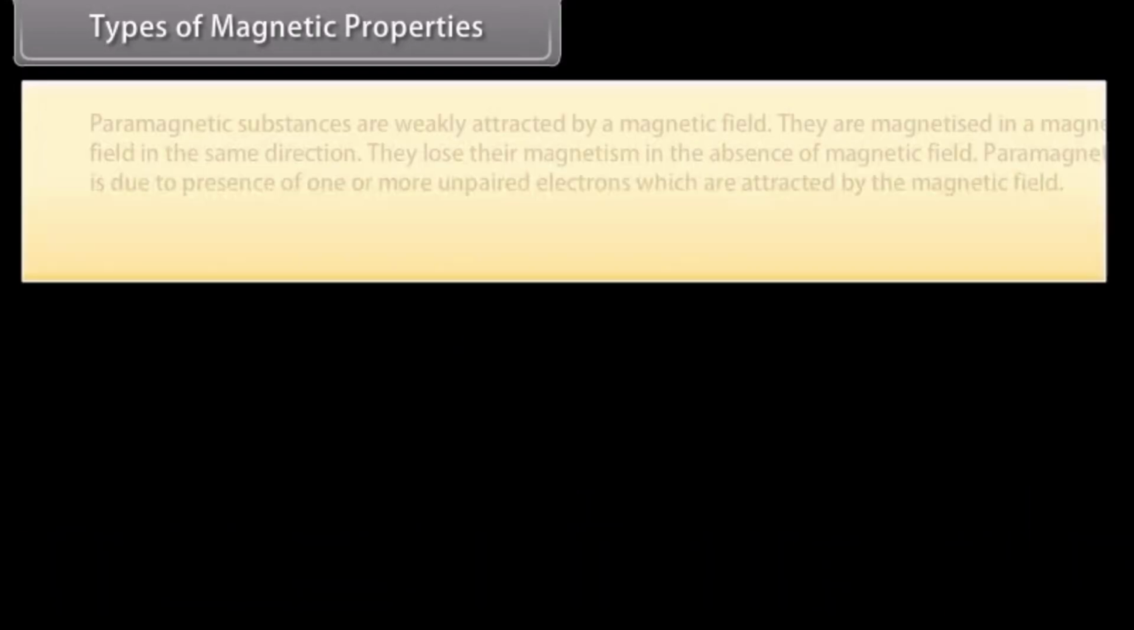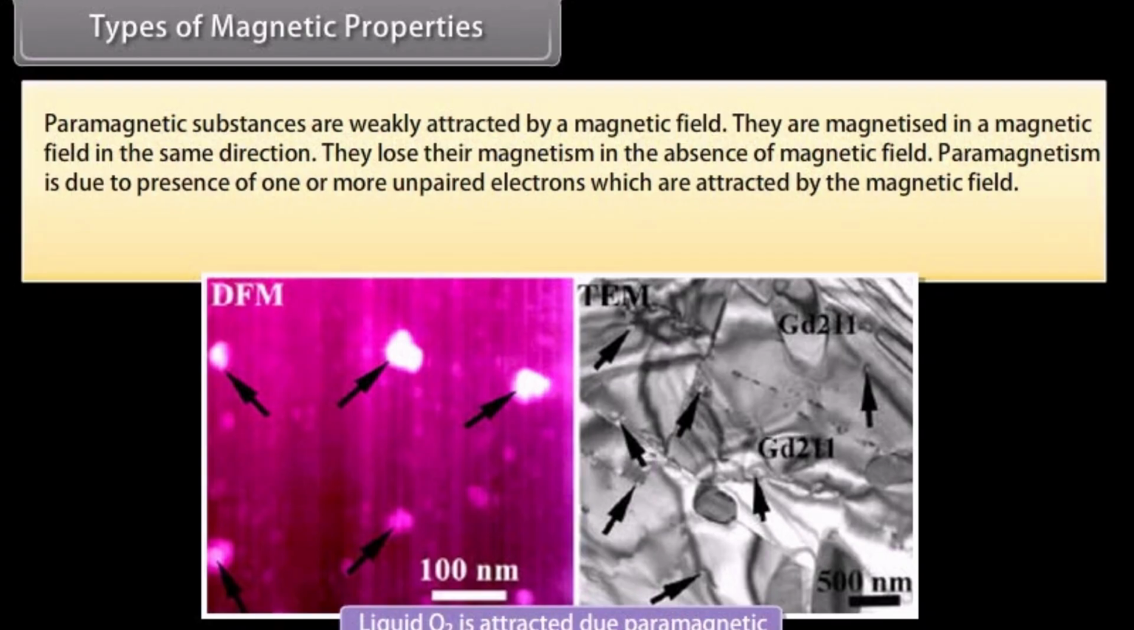Paramagnetic substances are weakly attracted by a magnetic field. They are magnetized in a magnetic field in the same direction. They lose their magnetism in the absence of a magnetic field. Paramagnetism is due to the presence of one or more unpaired electrons, which are attracted by the magnetic field. O2, Cu2+, Fe3+, Cr3+ are some examples of such substances.